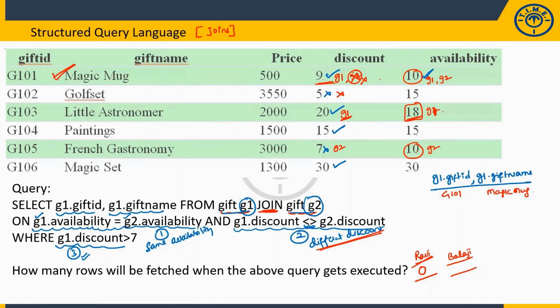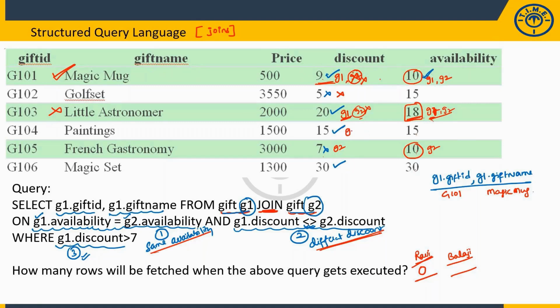Means it should not be compared with the same, because availability is same, but discounts are different. So this combination is incorrect, but this G1 availability is not there for any other records, because no other gift with the same availability is there. Because availability should be same, so that the little astronomer is not going to be selected.